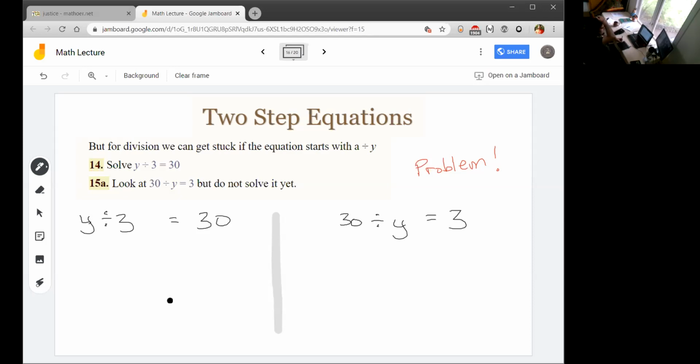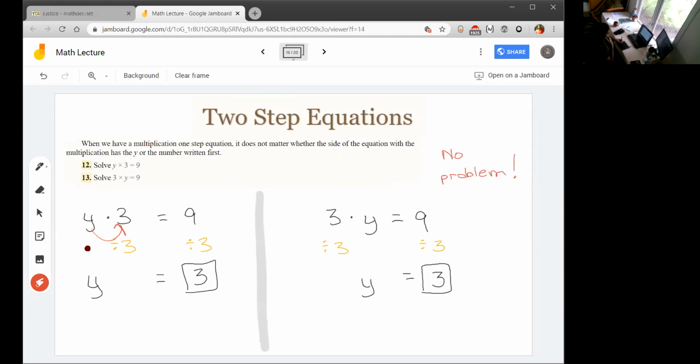Now I have similar problems, but one of them has y divided by 3, and the other has 30 divided by y. So they're different problems. That's the first thing to notice. And the second is that the order is switched, which changes things with division, right? 8 divided by 2 is a whole number. 2 divided by 8 is not a whole number. So unlike multiplication, I can't just switch the order of things and not care about it.